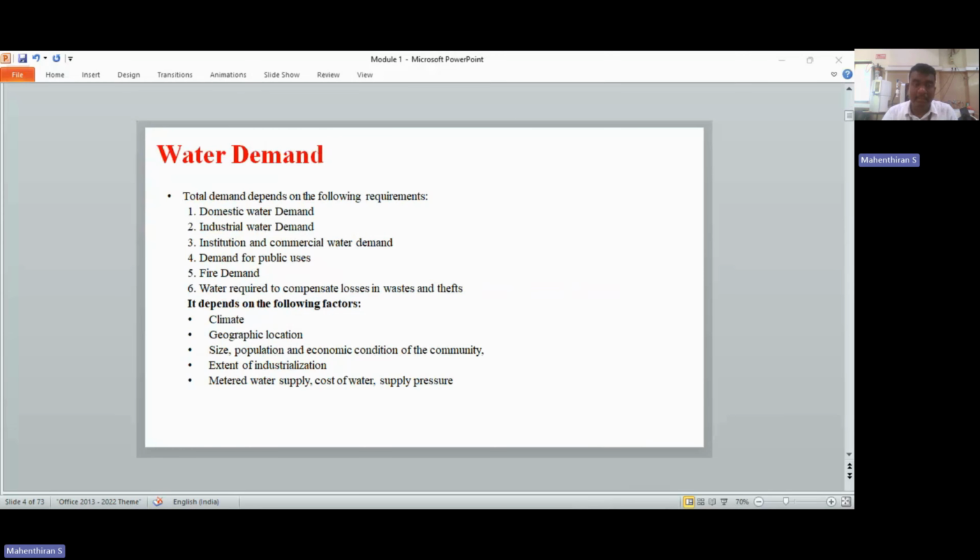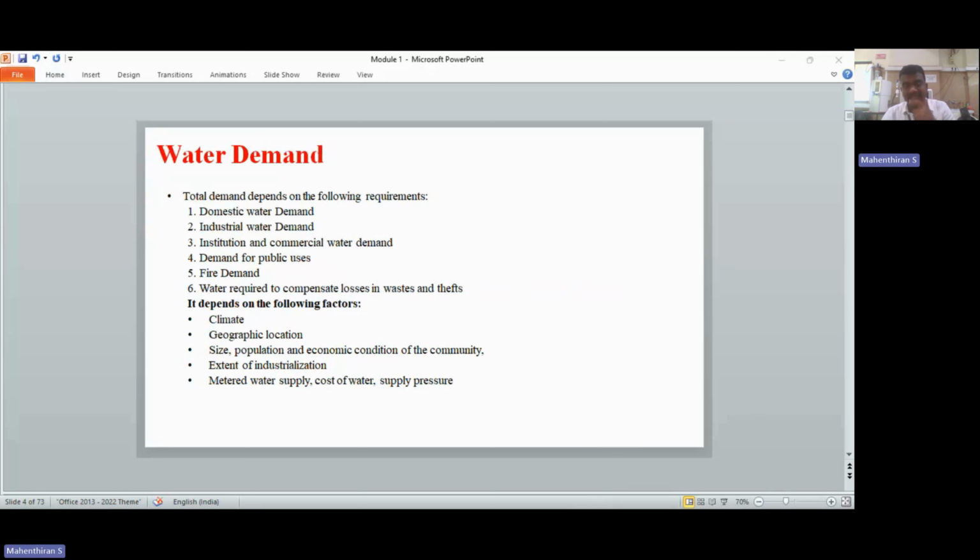Next is metering, cost, and supply pressure. This is a very interesting engineering aspect. The metered supply: when the water is metered, people tend to use it more carefully. Next one is the cost of water. If water is expensive, the consumption decreases. The next one is the supply pressure. If the pressure is high, more water may be wasted through leaks or excessive use. So these factors influence consumer behavior and system efficiency.